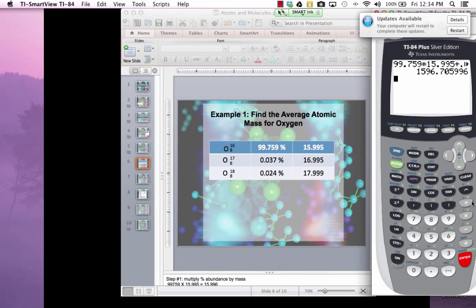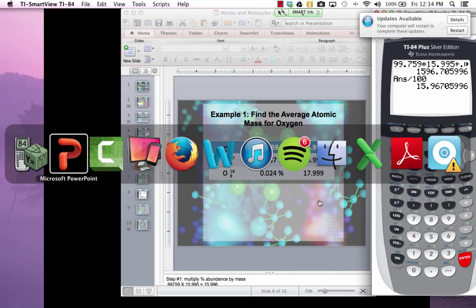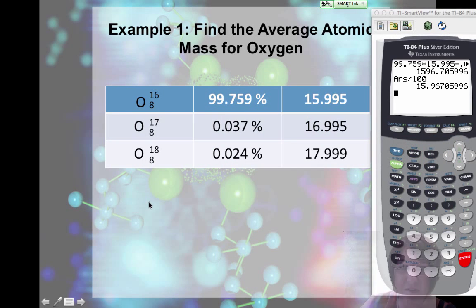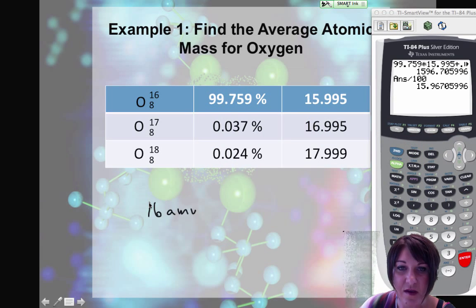1500. Oh my gosh. Remember I said we have to change that decimal or percent to a decimal sometime? Well, now is the time when we're going to do it. So 15.967, and I get to keep, let's see, 2 sig figs it looks like. So let's keep 2 sig figs. That would give us an atomic mass of 16 AMUs for oxygen.